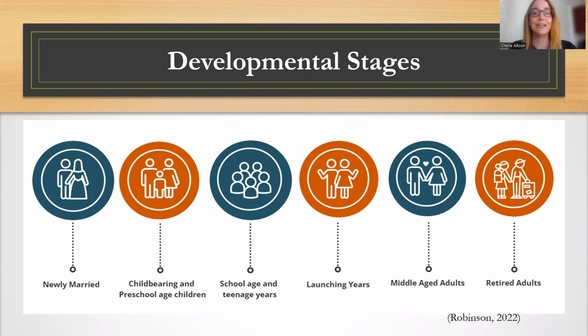The second stage is childbearing families with infants. The third is preschool age children. Next, you have school age children, followed by teenage years. Then comes the launching years when the young adults leave home, followed by middle-aged years when the initial couple refocuses on their relationship. And finally, retired adults or aging families.